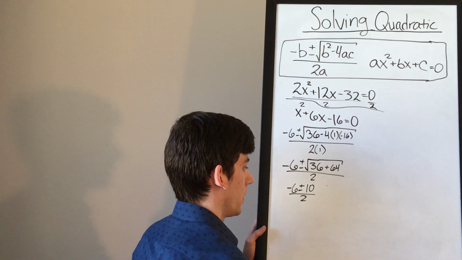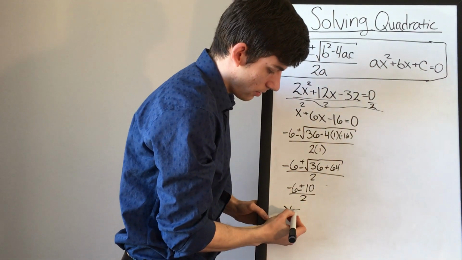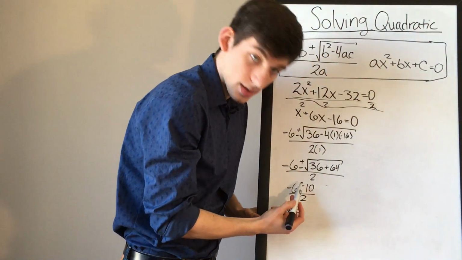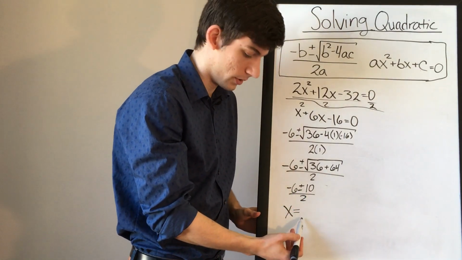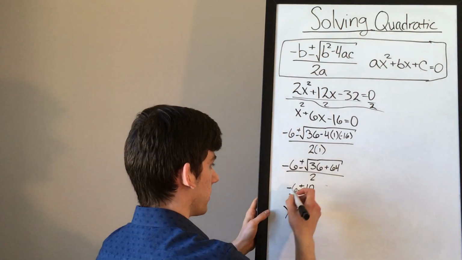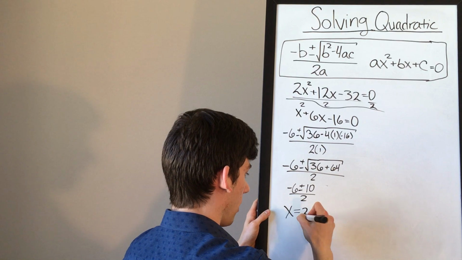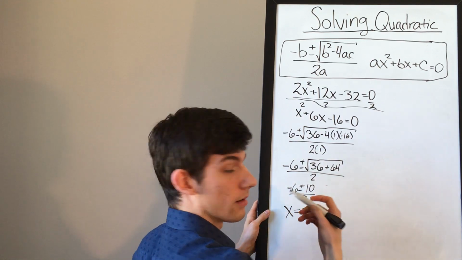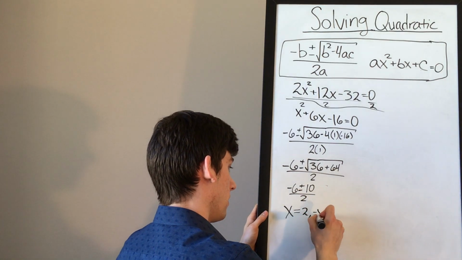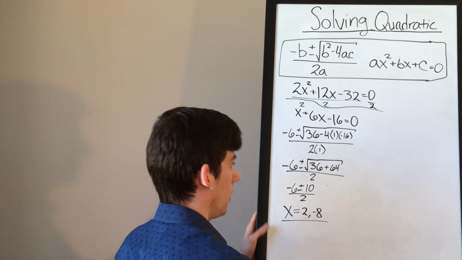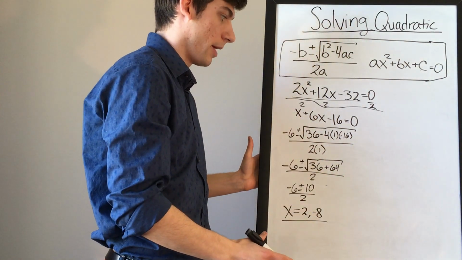Over 2. So from this, how do we get the answer? Well, one x value is equal to negative 6 plus 10 over 2. The other one is negative 6 minus 10 over 2. So let's do those in order. Negative 6 plus 10, 4 over 2 is 2, comma. Negative 6 minus 10, negative 16 over 2, negative 8. Okay, so we got that done. So that was our quadratic formula method.